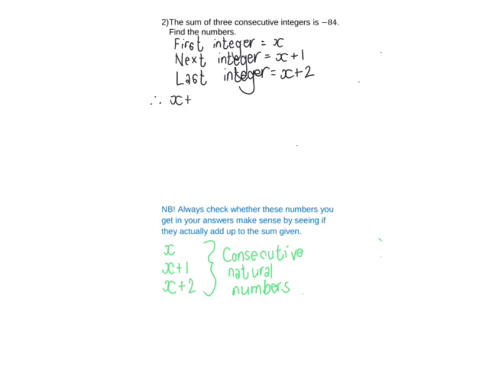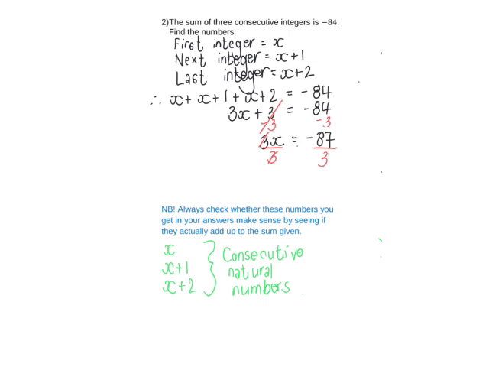So x and x plus 1 and x plus 2 is negative 84. If we simplify, 3x plus 3 on the left hand side equals negative 84. And then we just have to solve for x. Inverse operation, so minus 3 each side. What we do on the one side we have to do to the other. Becomes 3x is equal to negative 87. And then we divide by 3 on each side to isolate x. Therefore, x is equal to negative 29.